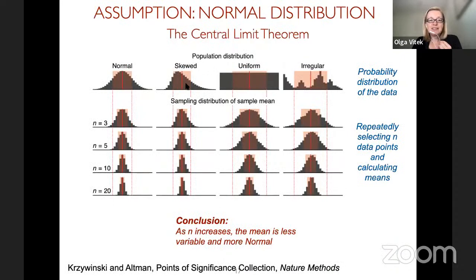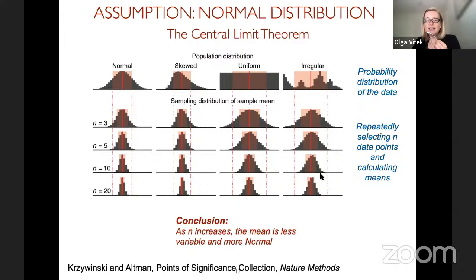So here you see very different distributions, like skewed, uniform, irregular. And let's look at this one, a really weird distribution. And we repeat the same exercise, right? We take three replicates, calculate the mean, three other replicates, calculate the mean, and so on. Plot the histogram of these means, and you see that it's much more bell-shaped than the original distribution. And if we increase the sample size, it's even more bell-shaped. So the means themselves and their uncertainty are much more normally distributed than the original population. This is called the central limit theorem.